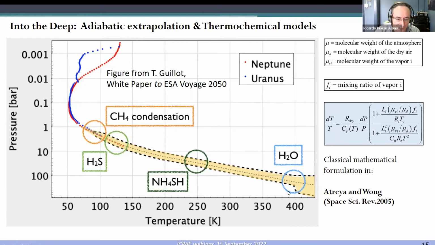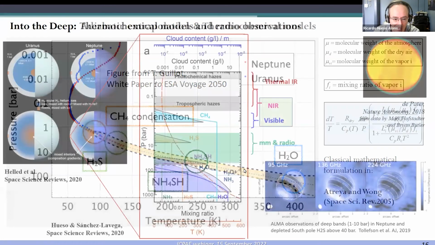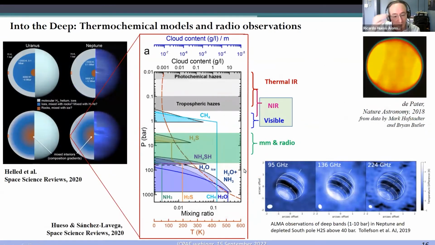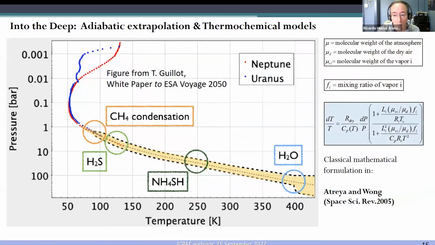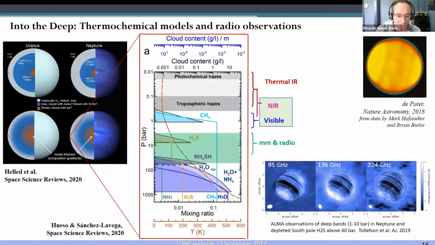And this plot tries to show the differences in the thermal structure of the atmosphere that you can have at different depths. And this is going to change the behavior of the atmosphere in very specific ways. If you want to study these clouds at different layers, you can do thermochemical models of the atmosphere. The classical formulation is in this great reference by Suzie Atreya and Mike Wong in Space Science Reviews. There have been many different papers studying this and many different approaches.